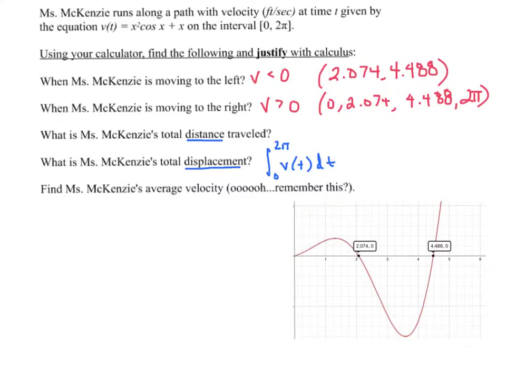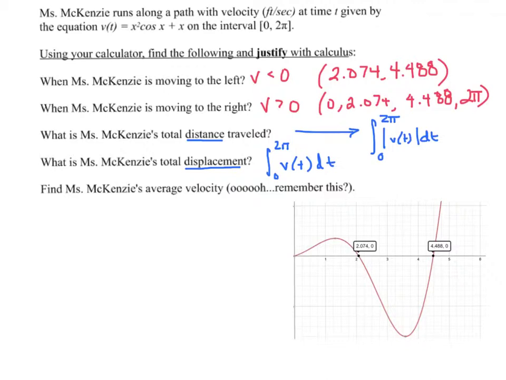Total distance, the only difference there, we still do an integral, but we do the absolute value of velocity, like that. Okay, so that's the difference between the two. Distance is the absolute value of velocity that we integrate. Displacement is just integrating velocity.